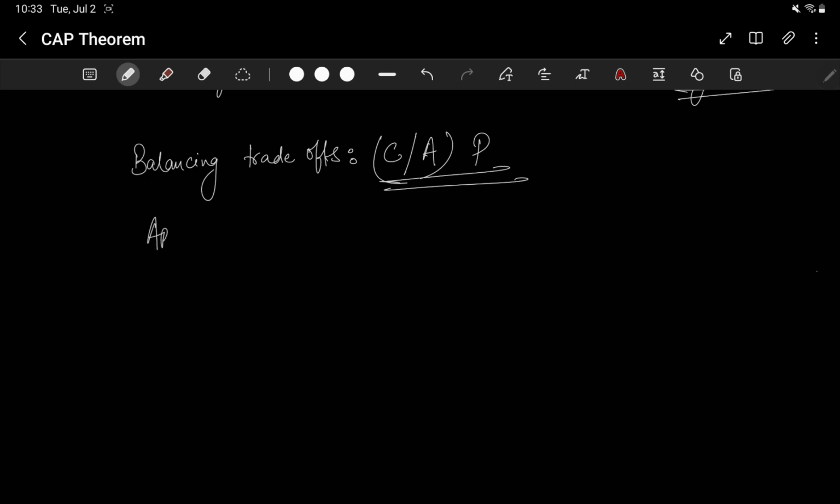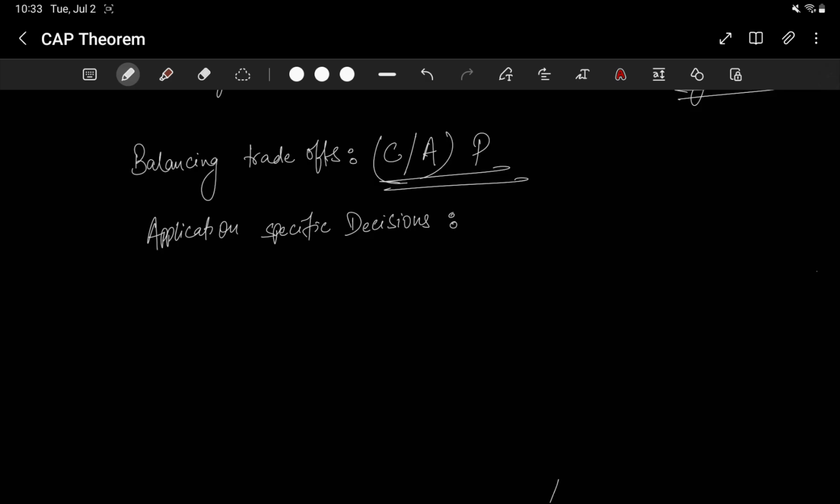Also, another thing is application-specific decisions. So decision making should be based on the specific needs and requirements of the application.